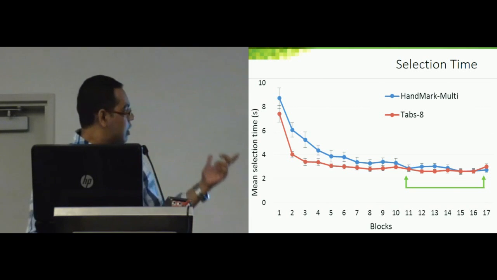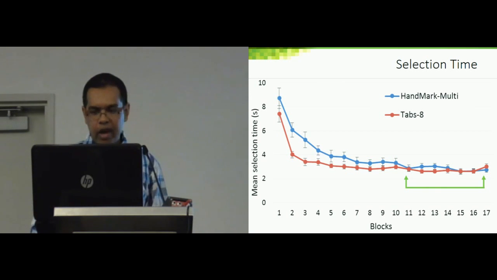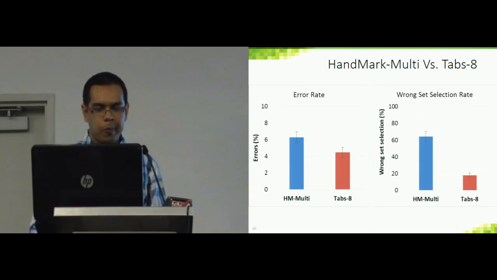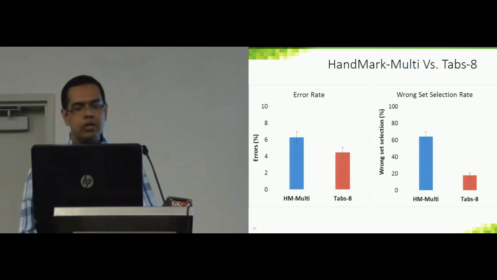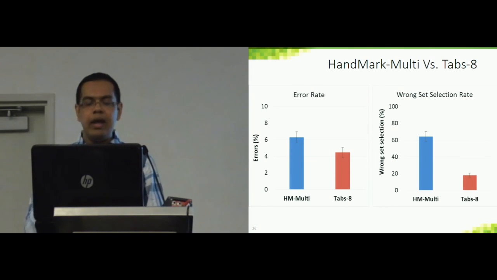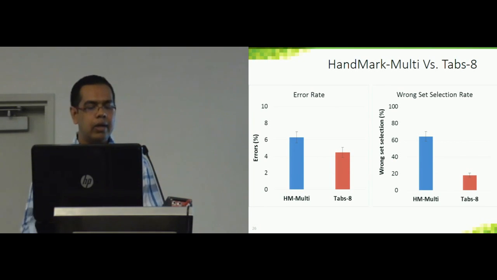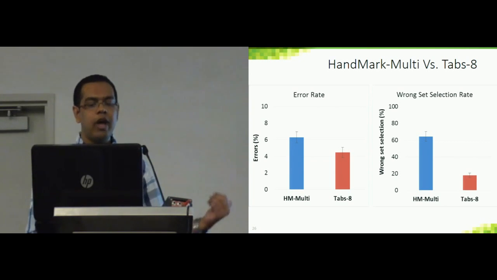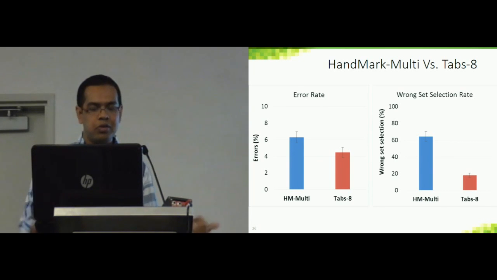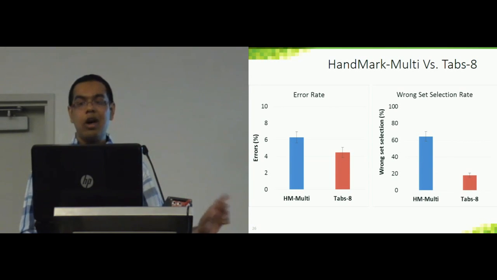To analyze this further, we looked at the errors and wrong set selection. In case of errors, as you can see in the chart at the left, HandMark-Multi had a slightly higher error rate than tabs 8. And if we look at the right side chart, we can see that wrong set selection was significantly higher for HandMark-Multi. Let me assure you that wrong set selection was not the count of errors.